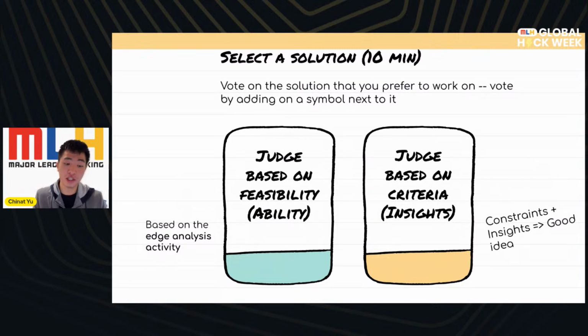Similarly, you want to judge your solution based on the insights and the criteria that you might want to generate from your need statement, right? So when you think about your need statement and what you actually want to serve, the problem or the community or the stakeholder that you're trying to address, is the solution that you brainstormed actually addressing that specific problem?